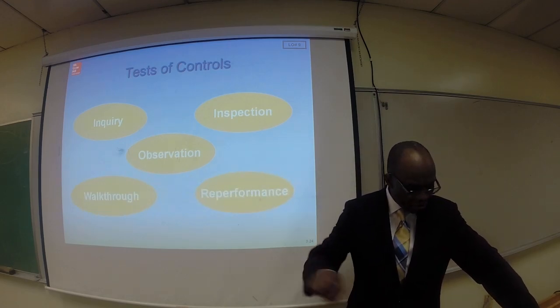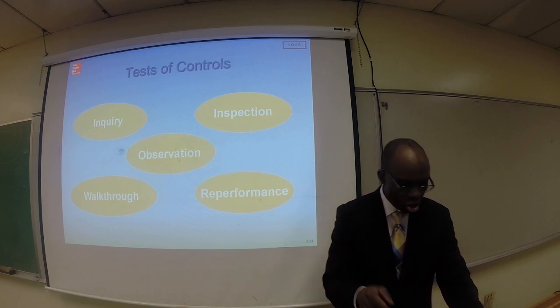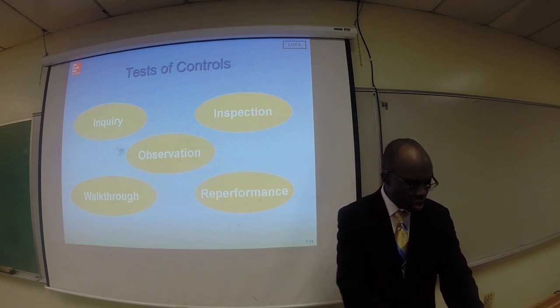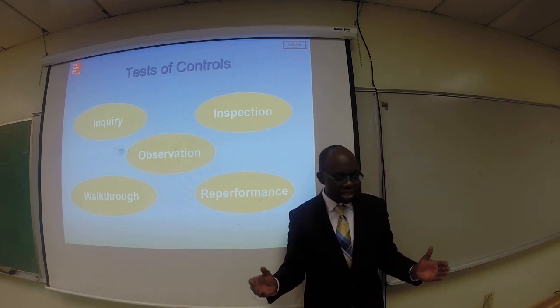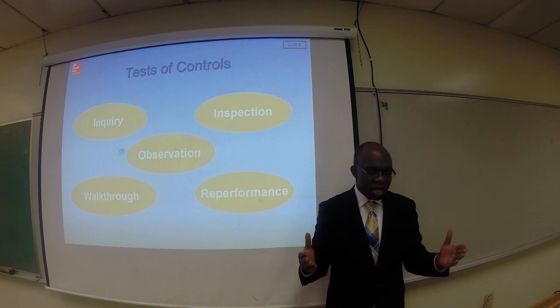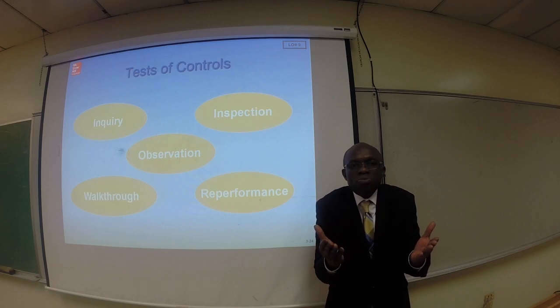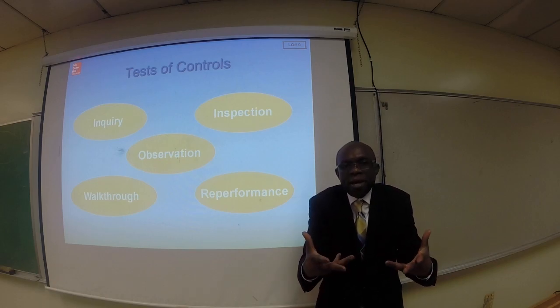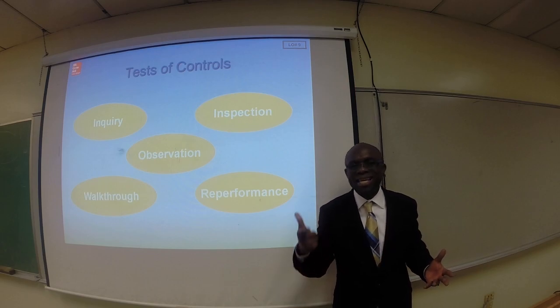So again, every test that we perform as auditor is one of these three. Moving along, let's take a look at the test of controls. Now, these are some procedures. Remember now we said audit procedure is an act performed by the auditor. So there are some of the procedures that we perform to test controls.